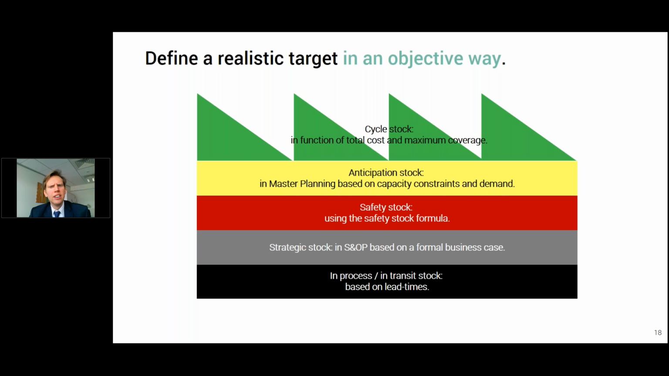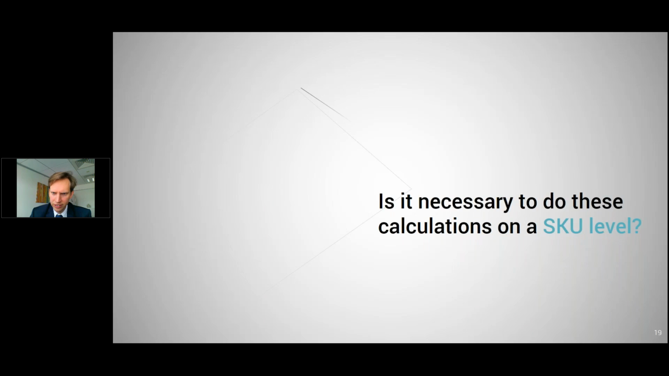Right? And then finally, anticipation stock. Anticipation stock can be basically calculated. It's not something you have to estimate or guess on. With a good master planning, we can basically calculate anticipation stocks, and I will come back to that. Yeah. When I explain this to clients or potential clients, I almost always get this question. Is it necessary to do these calculations on a stock keeping unit level?